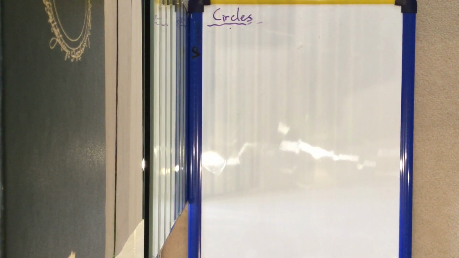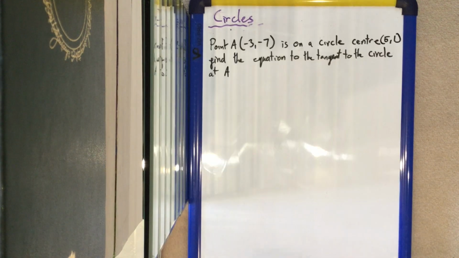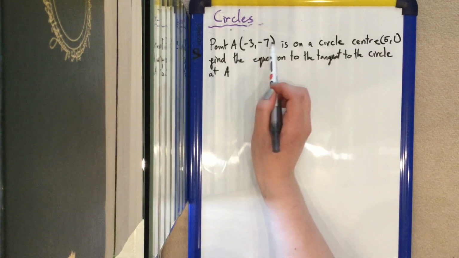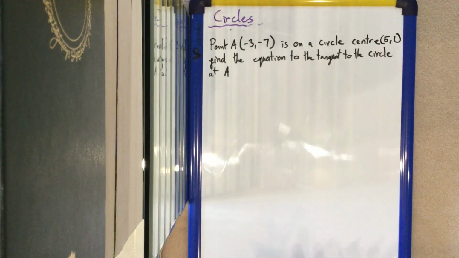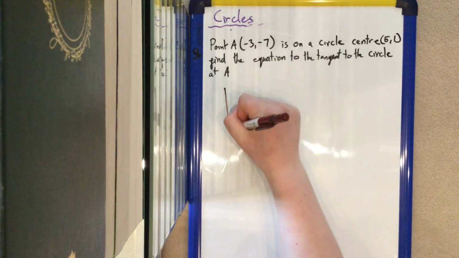The final thing I want to do with you in this video is go through a quick worked example. So here's the practice question. It says that point A at -3, -7 is on a circle with a centre of 5, 1, and we're going to try and find the equation of the tangent to the circle at the point A. Now this is a geometry question, and the rule of thumb with geometry is always draw a diagram. So that's how I'm going to start.